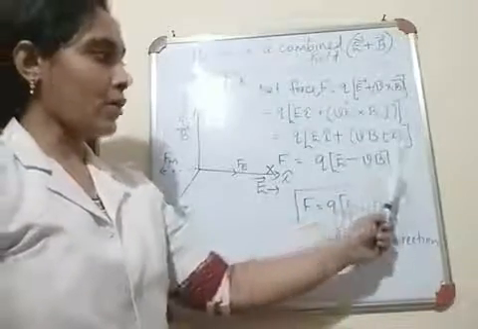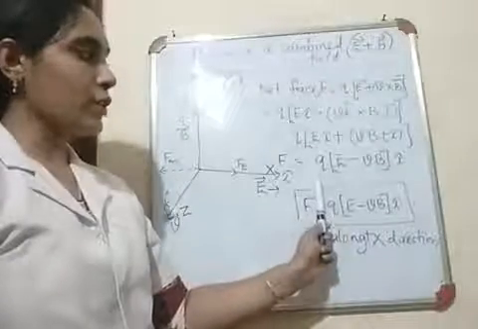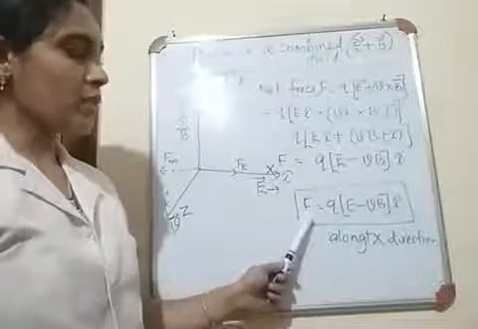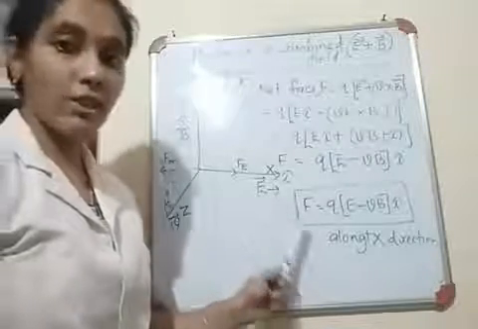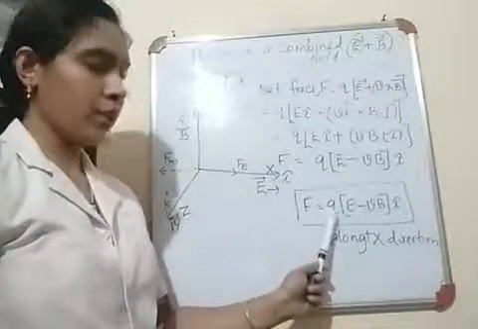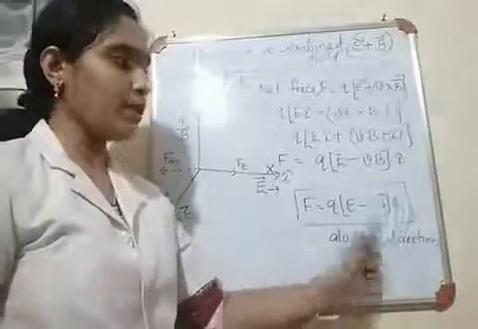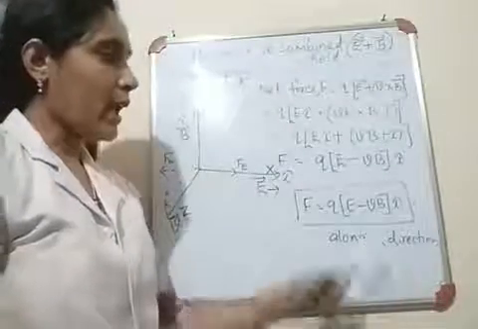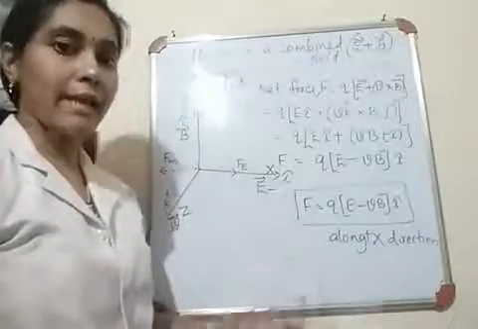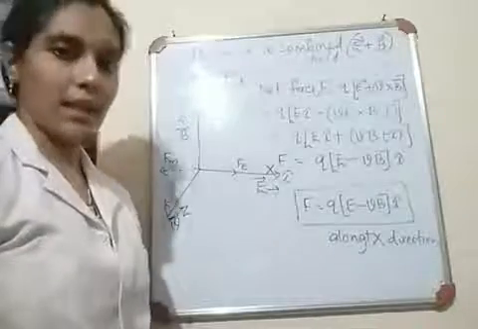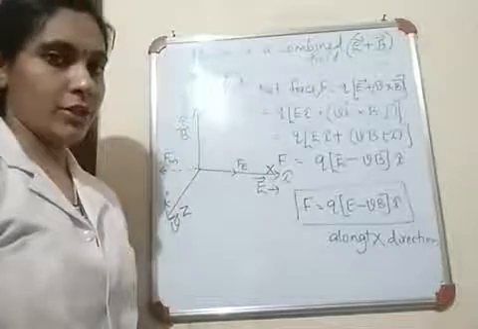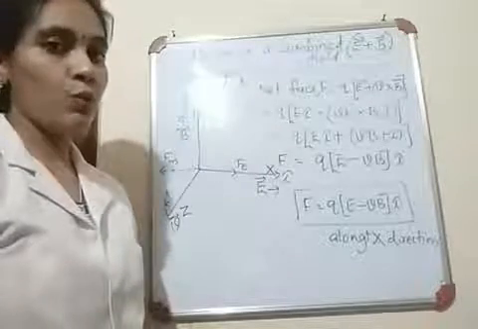So q and i are common factors. Take them outside. So you will get q into E minus vB into i. So this is the expression for the net force acting on a charged particle when it is in a combined field. F is equal to q into E minus vB into i. Okay, so the net force acts along this direction, i cap. i cap means along x-axis. So the net force in a combined field acts along positive x direction, along the direction of the electric field.